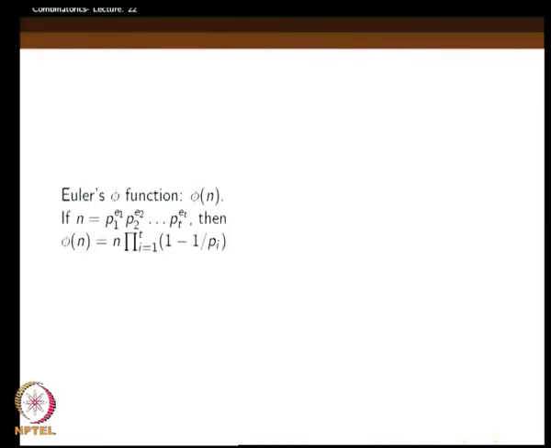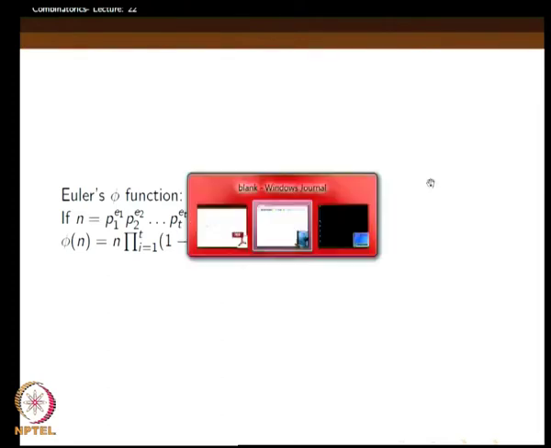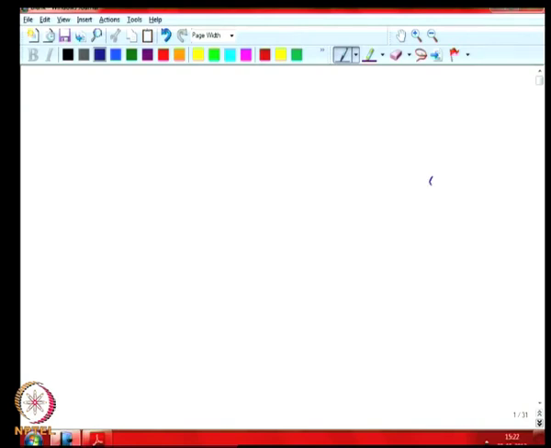Welcome to the 22nd lecture of combinatorics. In the last class we were discussing one of the interesting applications of the inclusion exclusion principle, namely finding a formula for the Euler phi function in terms of the prime factors of n, the given number n.